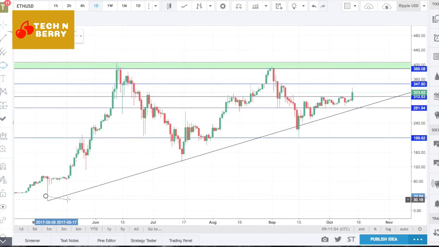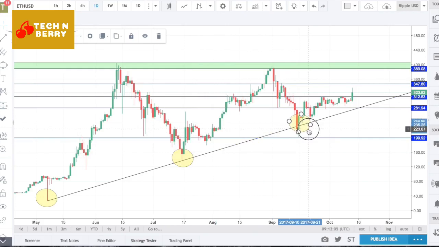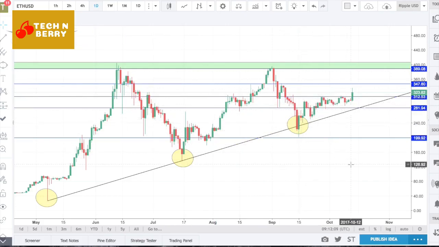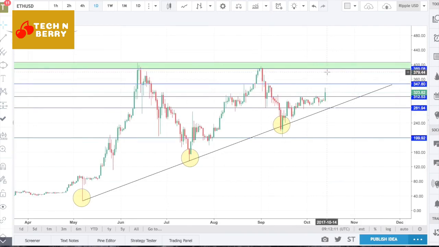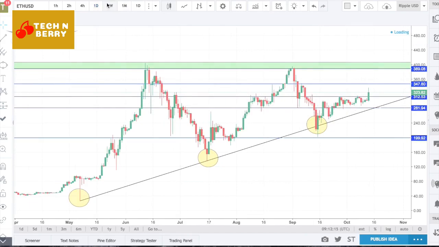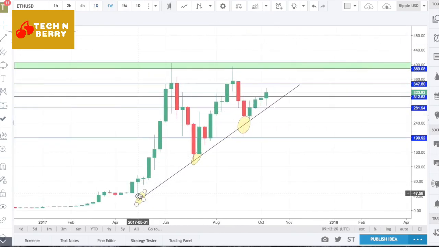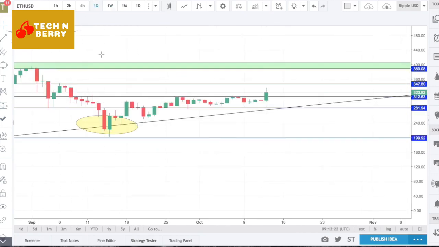So as you can see here, we actually have 3 tests on this trend line. And straight from this bounce, we did in fact begin to make new highs again, and we are slowly reaching the $400 handle from this region. So it is really important to set these levels from the weekly and just get a good understanding of where the price is going. So we go back to the daily.